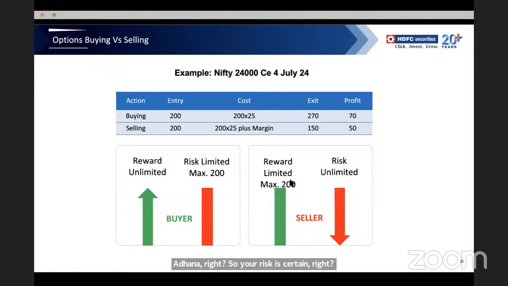If you're a seller, your reward is limited and your risk is unlimited. So how is reward limited? Whenever the seller sells this call, how is he making profits? Whenever the premium decays, correct? So this decay, at maximum, how much can it decay? From 200, at the lowest, where will it come to? It will come to zero; it will not go below zero. That means your reward is limited to a maximum of 200 points.